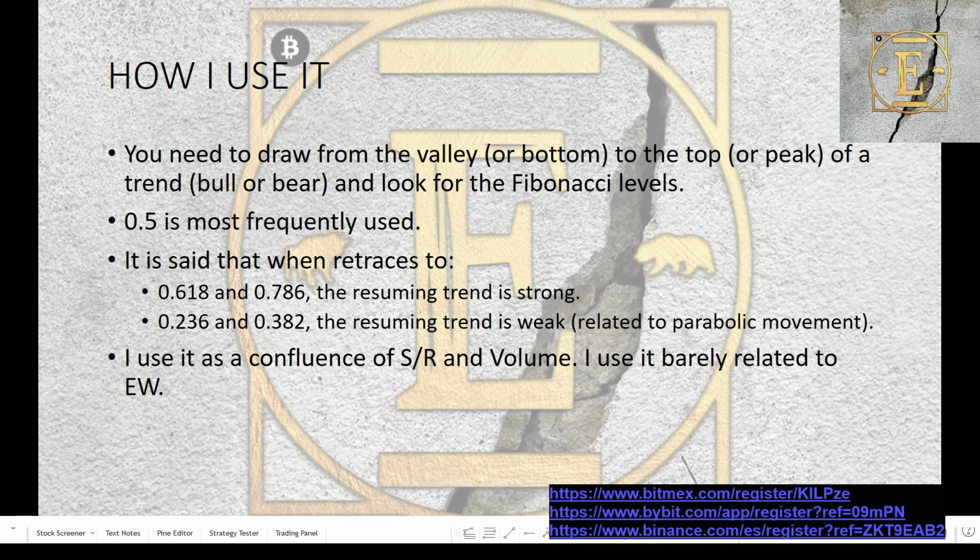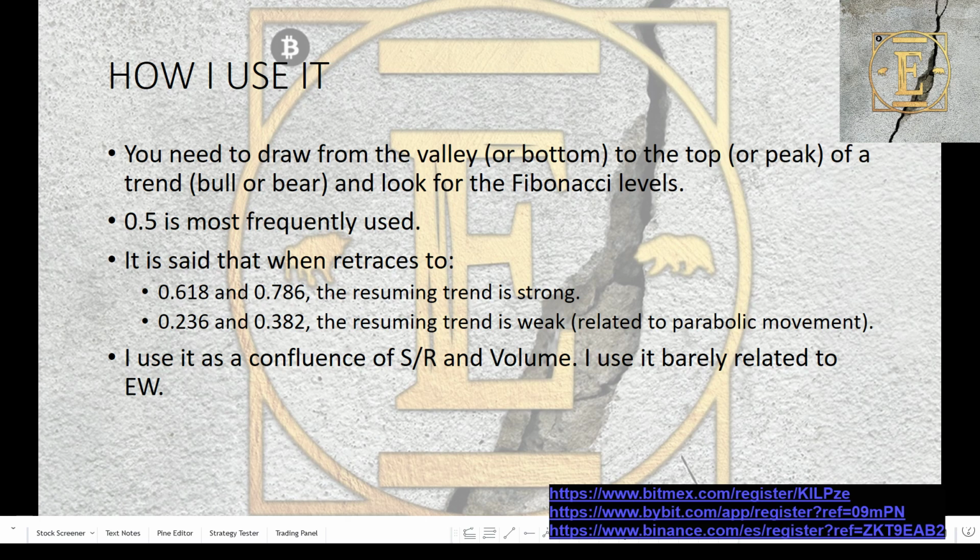So how I use the Fibonacci tool. You need to draw the tool from the valley or the bottom to the top or peak of a trend, in this case if it's bull, or if it's bear, from the top to the valley, and look for the Fibonacci levels. Okay, you need to understand 0.5 is the most frequently used, and it is said that when the trend retraces to the golden ratio and the 0.786, the resuming trend is strong.